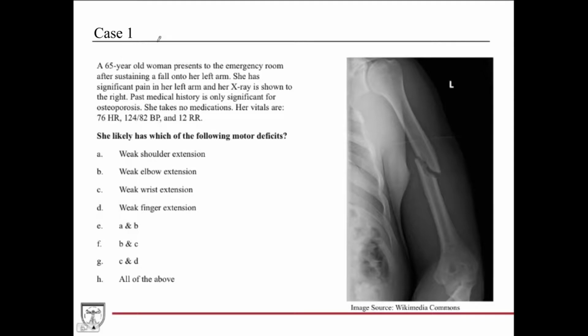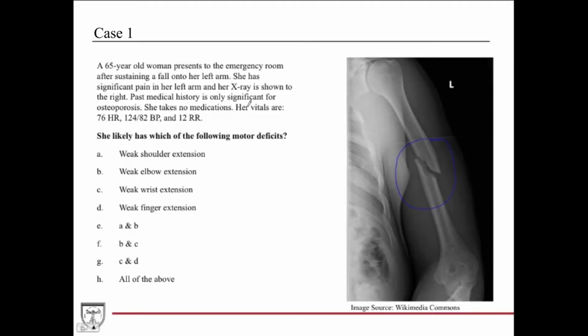So a 65-year-old woman presents to the emergency room after sustaining a fall onto her left arm. So an older woman, she's falling. She has significant pain in her left arm, and her x-ray is shown to the right. I think it's pretty obvious that where her pain is coming from is this fracture here. We'll talk about the image in a second.